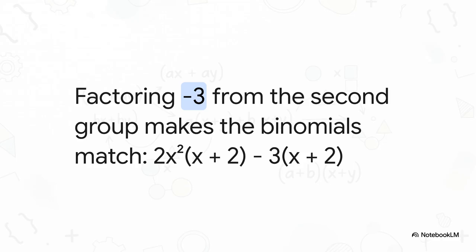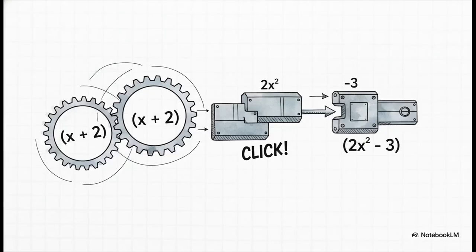If we just pull out a 3, we'd be left with negative x minus 2. That doesn't match. So here's the pro move. We factor out a negative 3 instead, and by doing that, it flips the signs inside, giving us a perfect match, x plus 2. And once we have that match, it's the same final step as before.